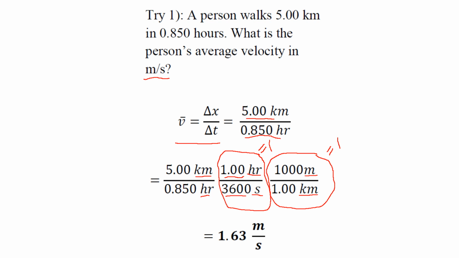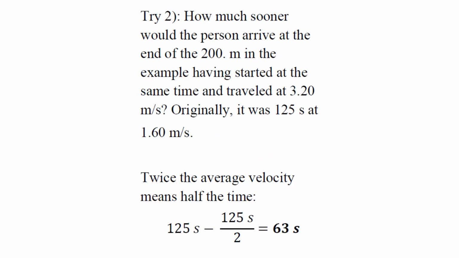The second problem: how much sooner would the person arrive at the end of the 200 meters in the example, having started at the same time and traveled at 3.2 meters per second? Originally, it was 125 seconds at 1.6 meters per second. Well, actually, this problem isn't such a long one. I wasn't remembering it so well.